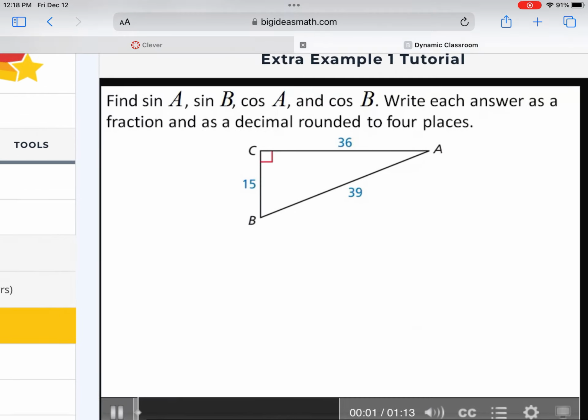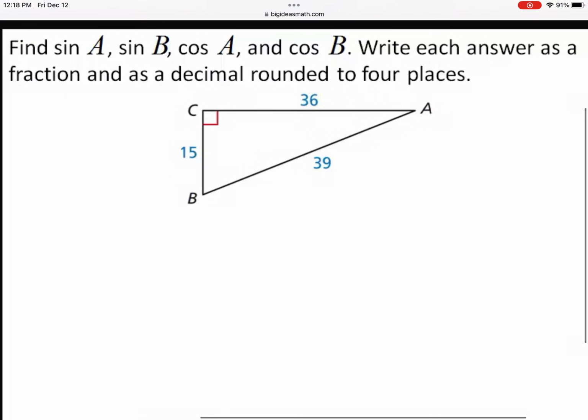Find the sine of A, the sine of B, the cosine of A, and the cosine of B. Write each answer as a fraction and as a decimal rounded to 4 places. Begin by finding the sine of A.